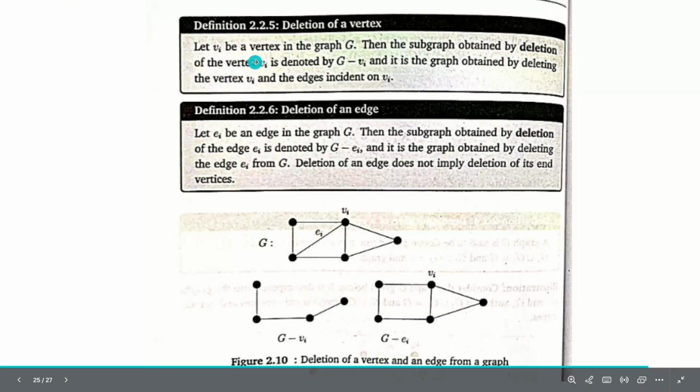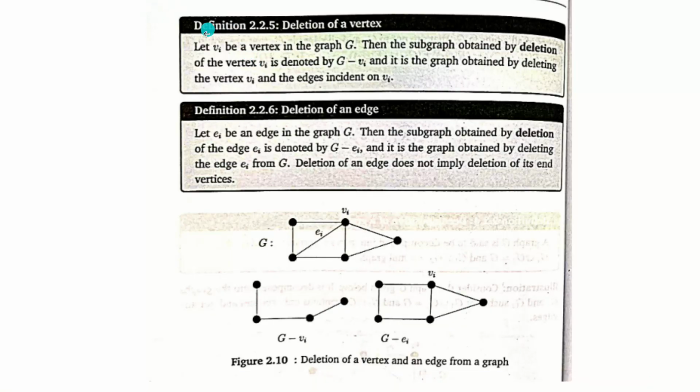So here, if vi is a vertex in a graph, then the subgraph obtained by deletion of this vertex vi can be denoted as G minus vi, and it is the graph obtained by deleting the vertex vi and the edges incident on vi. So if I want to remove this vertex vi from this graph, I have to remove that vertex, and I also have to remove the edges incident on that vertex. The graph that we get after removing that vertex and its incident edges we can denote as G minus vi.